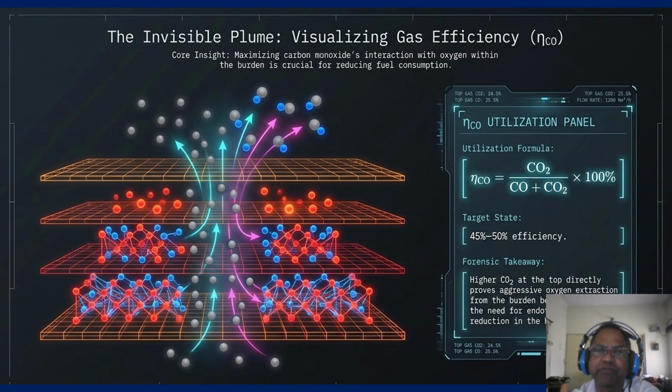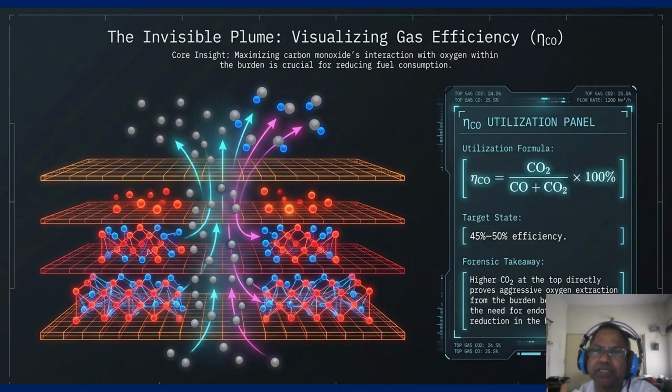The forensic takeaway on the bottom right is your operational mandate. Higher CO2 at the top proves you are performing aggressive oxygen extraction from the burden. This reduces the need for expensive endothermic direct reduction in the hearth. If your CO2 level drops, your fuel rate must rise to compensate. It's a direct mathematical trade-off that impacts your bottom line every single hour.